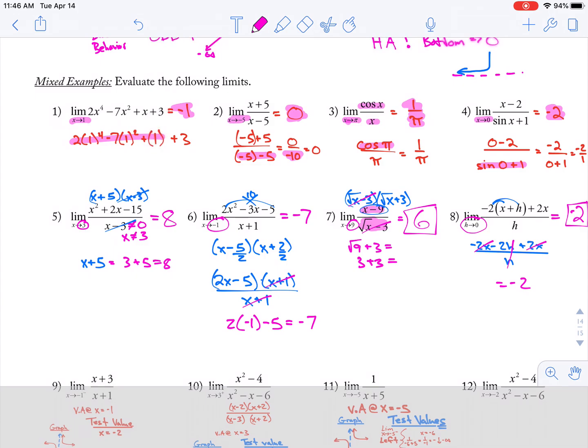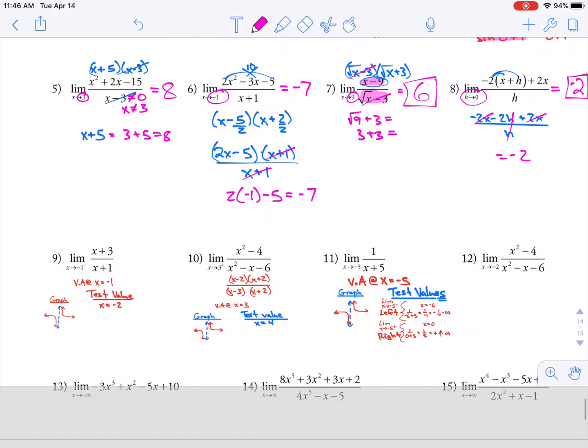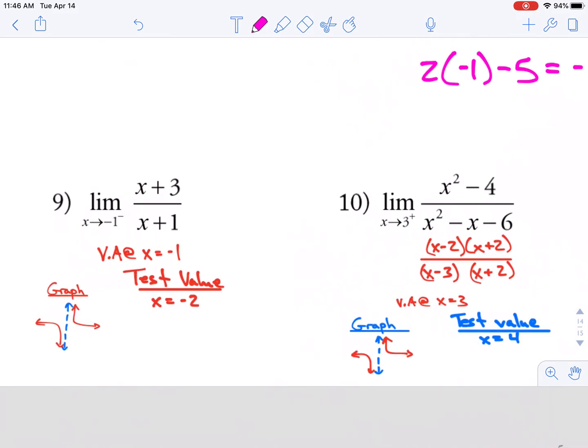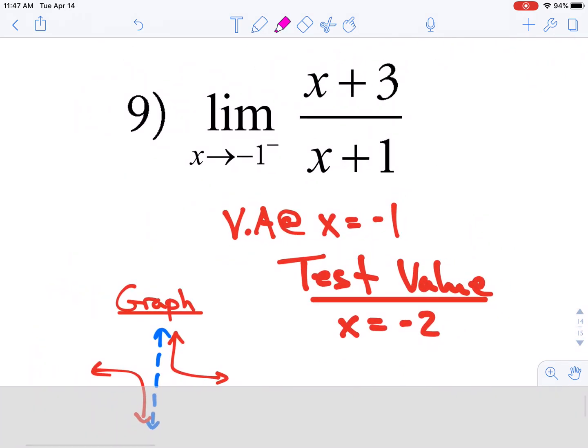So again, 5, 6, 7, and 8 are all examples of where you had to simplify first before you could plug it in. So then 9, 10, 11, and 12 here now are the more complicated ones, where we either have to test the value or look at the graph. Notice most of these are going to be one-sided limits.